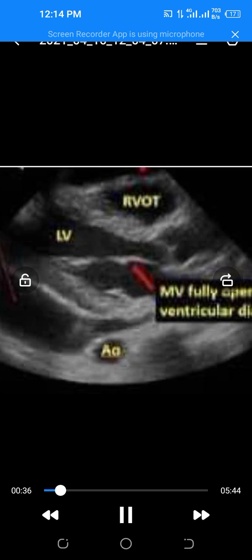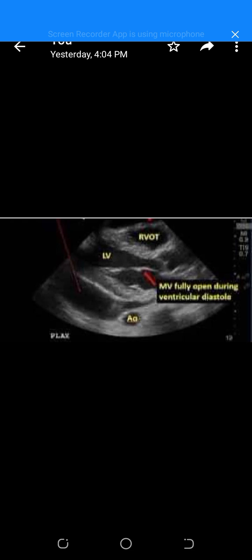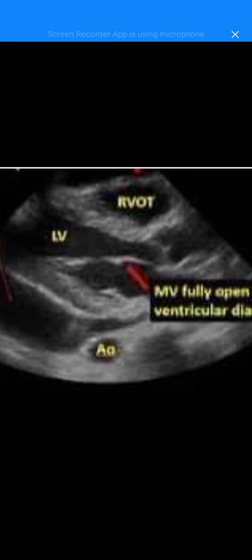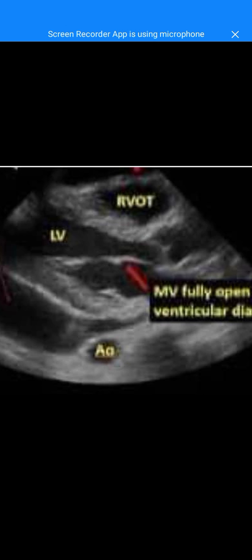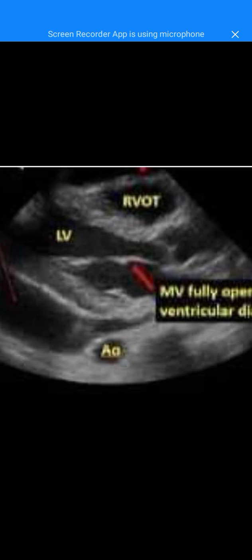In this view, we are seeing the long axis view, and the structures that we see here at the top, where I've zoomed, that is the right ventricle outflow tract, that is the closest chamber to the chest wall. The next structure that we see is the intraventricular septum. That's the chamber that separates the right ventricle and the left ventricle.